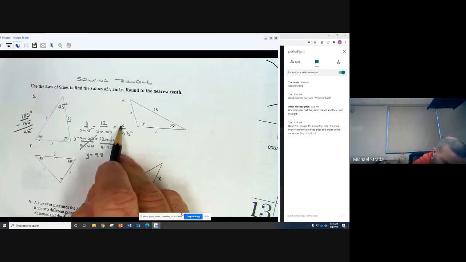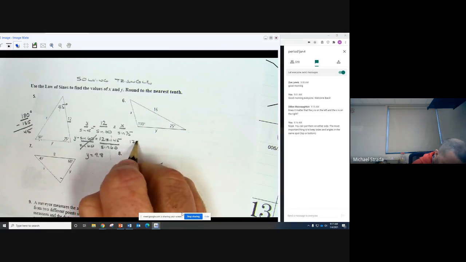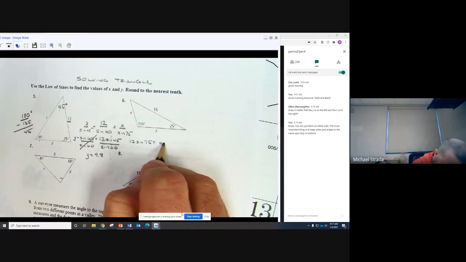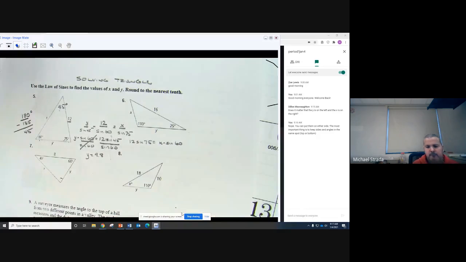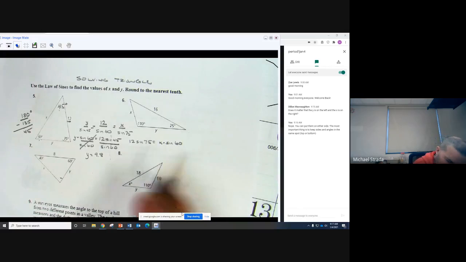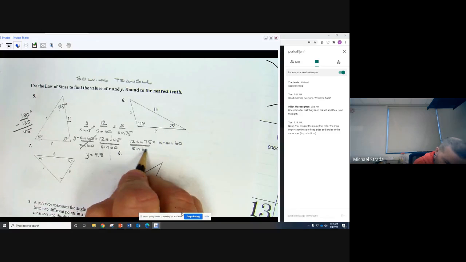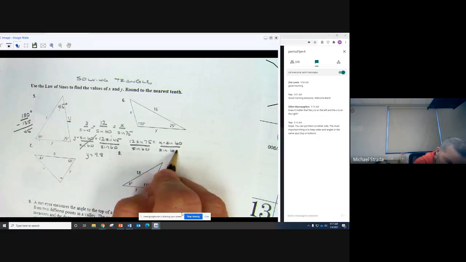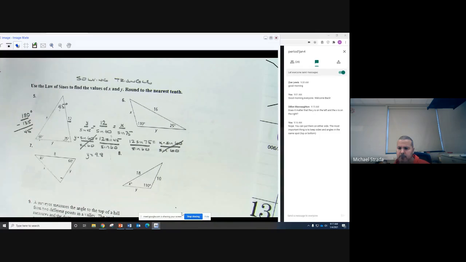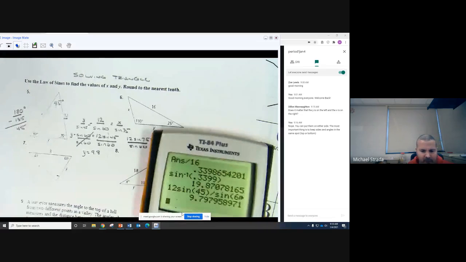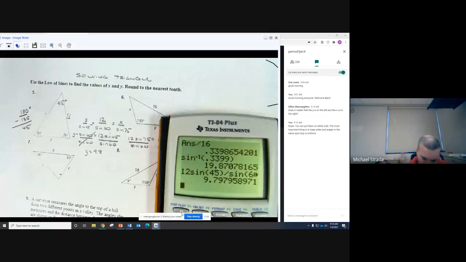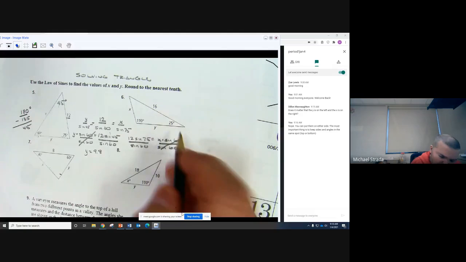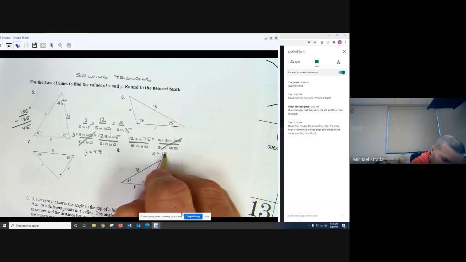Now I'm going to solve for x. So it's 12 sine 75 equals x times sine 60. To get rid of a multiplication by sine 60, I divide both sides by sine 60. So I'm going to do 12 sine 75 divided by sine 60. And I get 13.38, which if I round to where they wanted to, x equals 13.3.